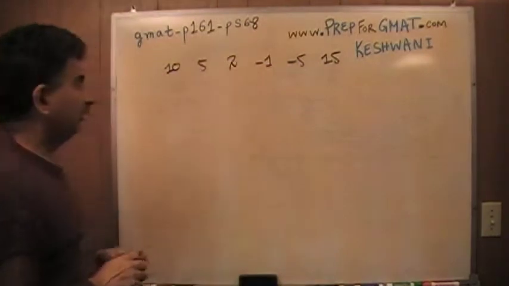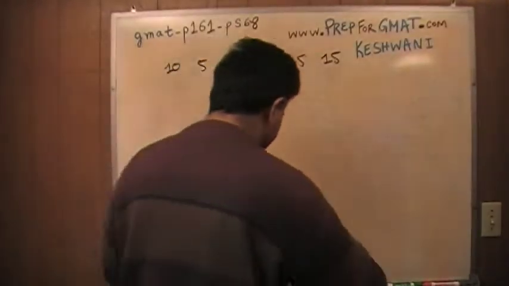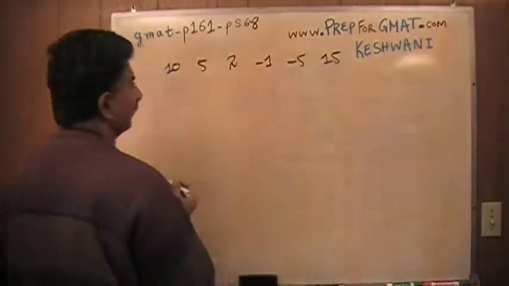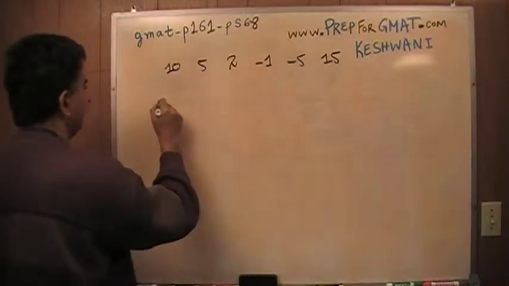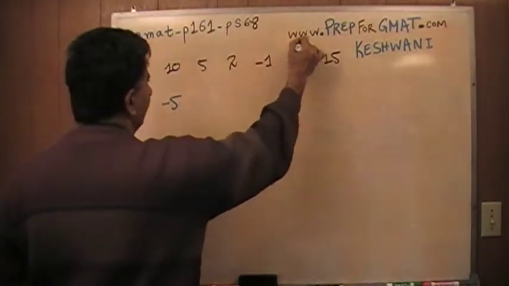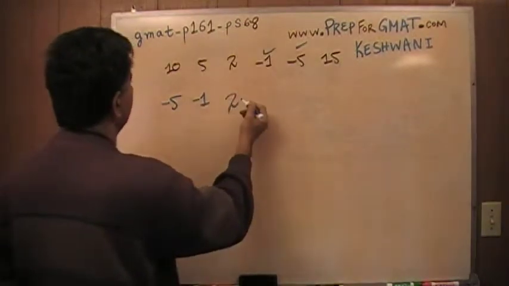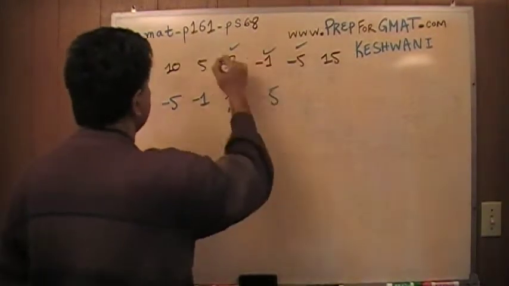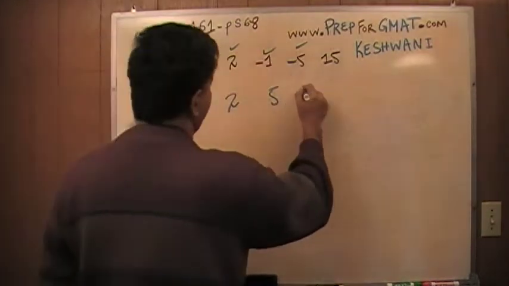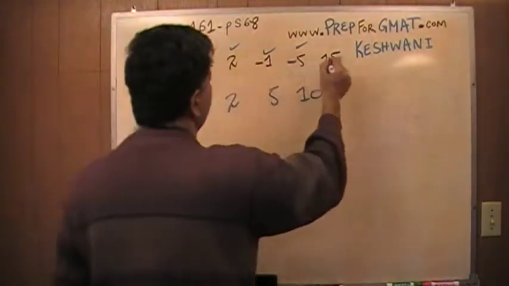So the very first thing I'm going to do is arrange them in order. Here we go. My smallest is negative 5. Then I have negative 1. Then I have 2. Then I have 5. Then I have 10. And then finally I have 15.